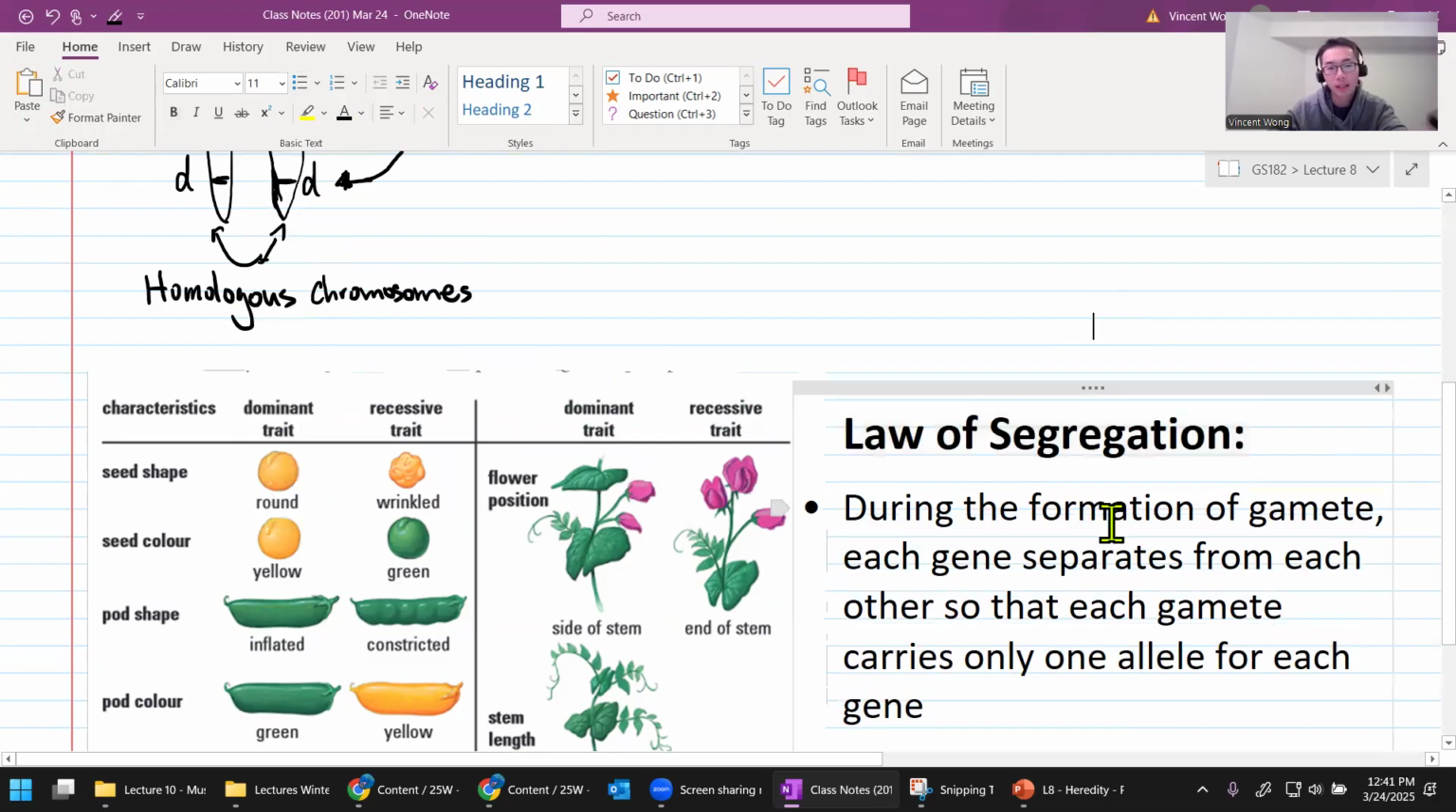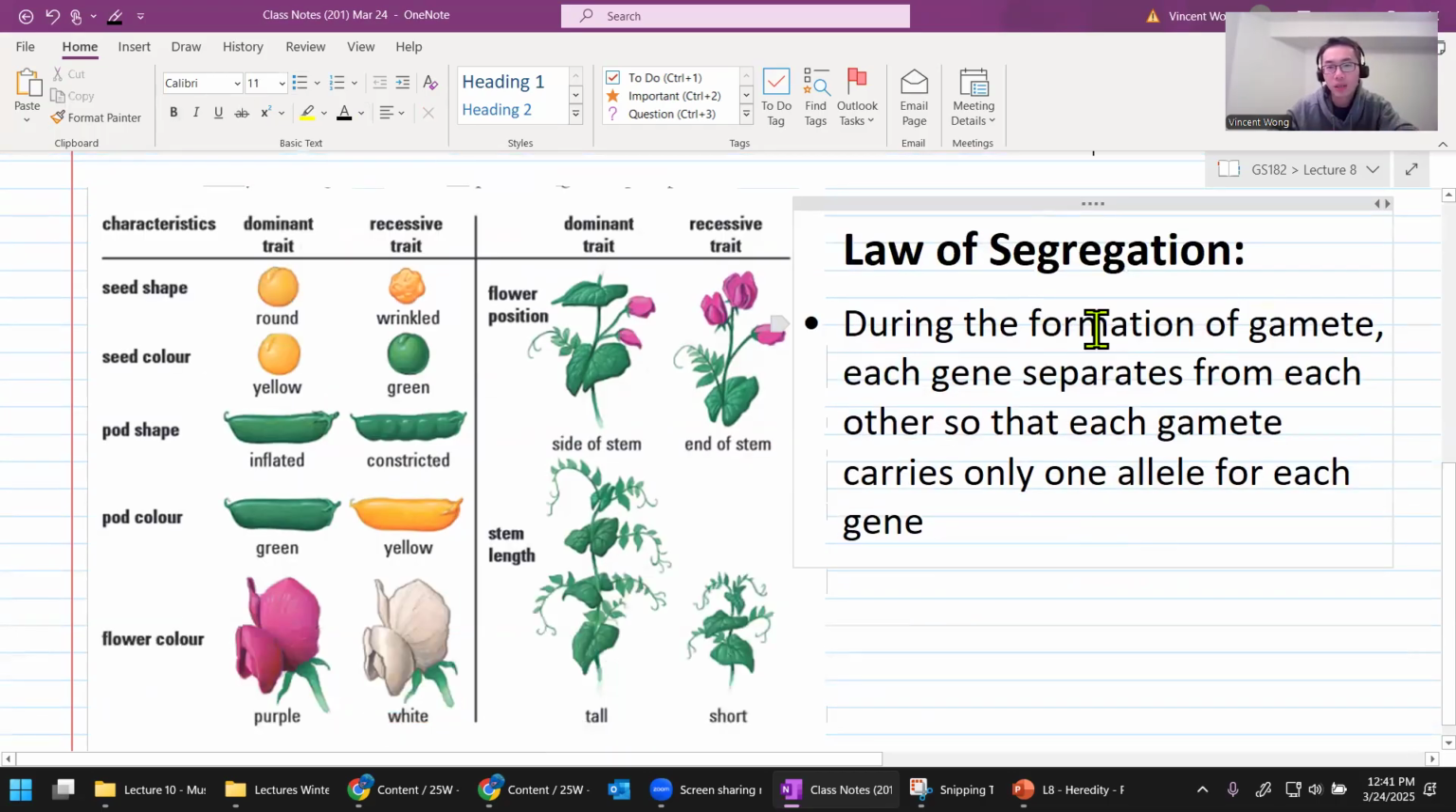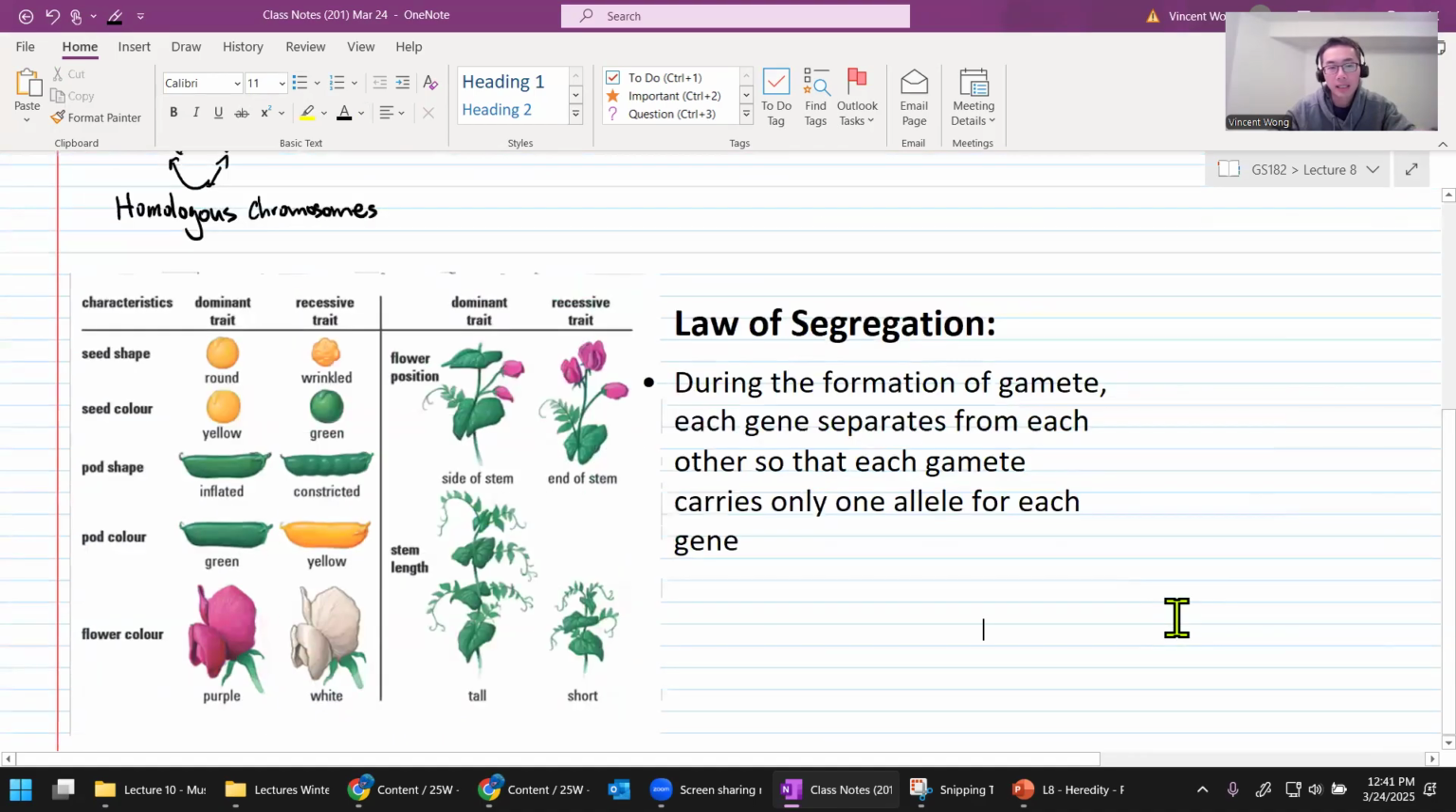I'll read it to you and then I'll explain to you in plain English. During the formation of gametes, each gene separates from each other so that each gamete carries only one allele for each gene. That's the official definition. But it's not difficult to understand.